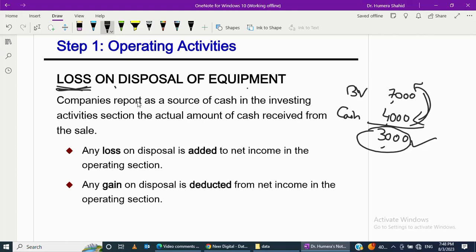So in order to remove the dual effect, you add back the loss to the net income so that its effect is removed from the operating activity section. Companies report as a source of cash in the investing activity section the actual amount of cash received. So any loss on disposal is added to the net income in the operating activity section so that its effect is removed from the operating activity. Why? Because it will go in investing. And for example, if you have a gain, the gain increases the net income, but the net amount will be mentioned in the investing activity section. So remove its effect from the operating activity just to remove the duplication. So that's why gains are subtracted or deducted from the net income.